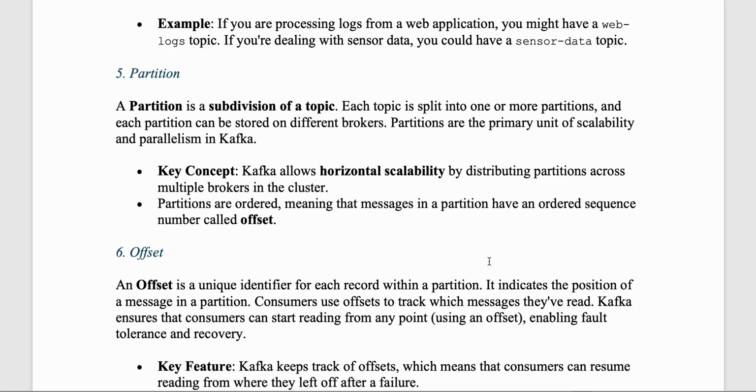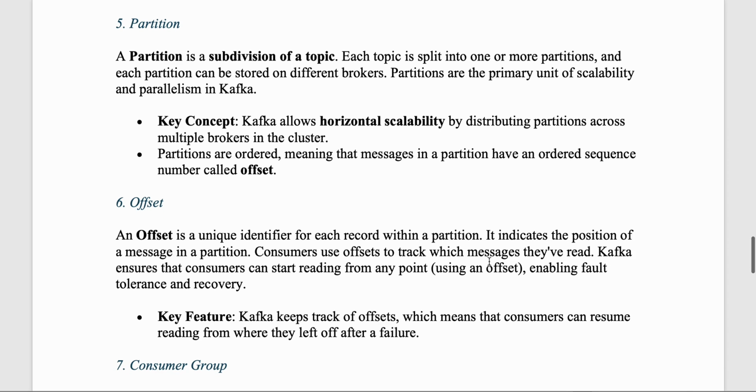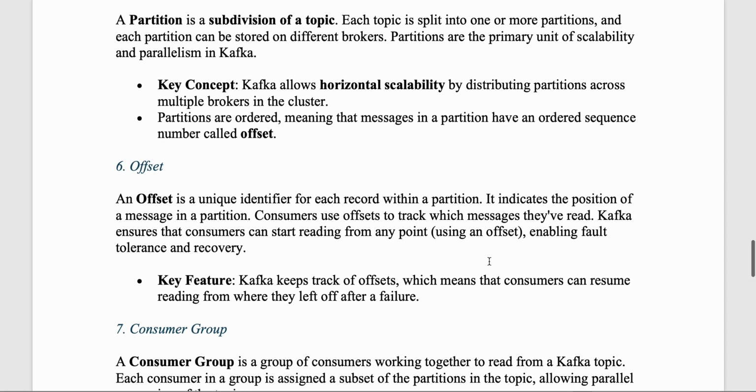Like, partition 1 has offsets from 0 to 100, then partition 2 has 101 to 200, something like that. For accessing any record you need a unique identifier. It indicates the position of a message in a partition. The consumer uses the offset to track which messages they have read, so a Kafka consumer can start from any point, enabled by the Kafka offset.